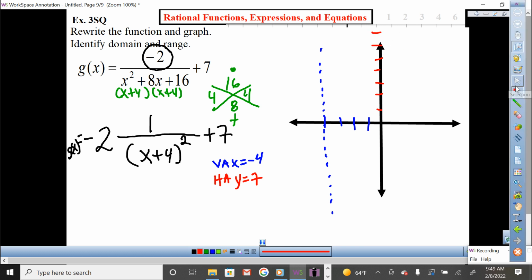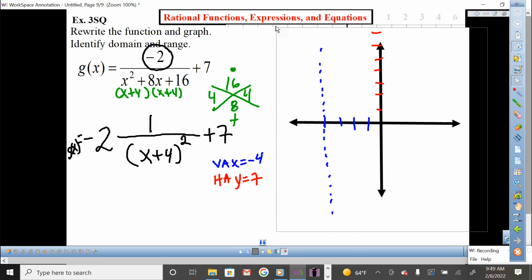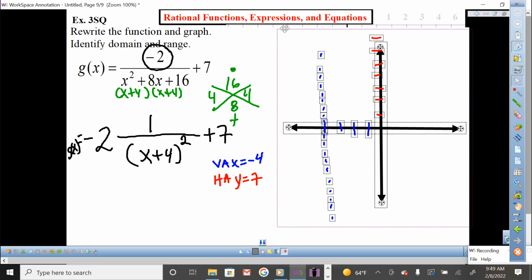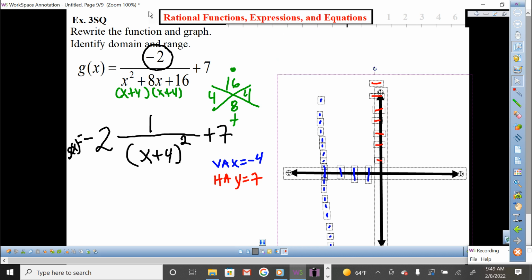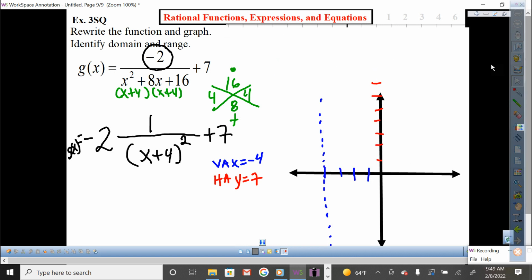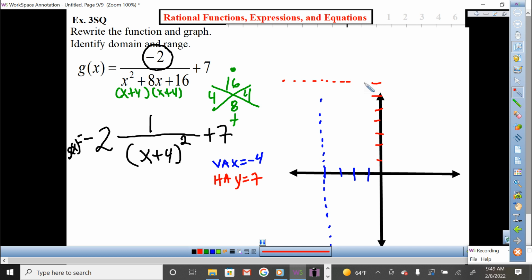Okay, let me bring that down. It's not going to fit on mine. I love technology. 1, 2, 3, 4, 5, 6, 7. That means I need to extend this one. All right, there it is. So once again, just to remind us, this is at 7, this is at -4, okay?